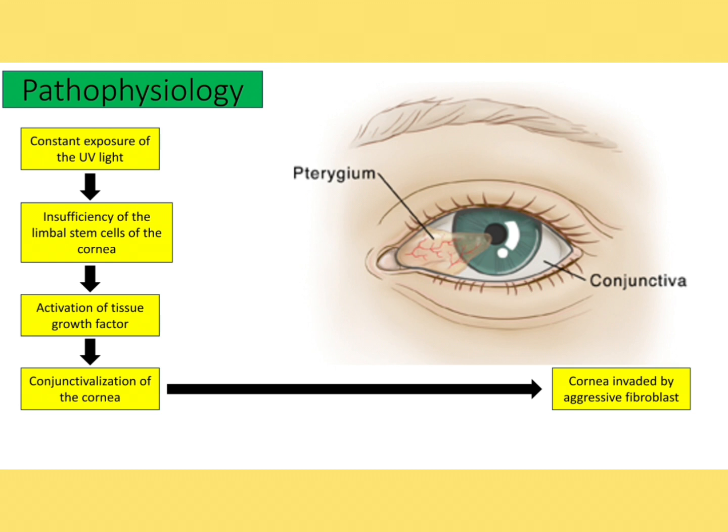So in those patients, there is damage to the limbal stem cells, and that leads to formation of growth factor, and ultimately this growth factor leads to conjunctivalization of the cornea. That means creeping of conjunctiva over the cornea in a triangular manner. So here the cornea is invaded by aggressive fibroblasts, and that leads to formation of pterygium, where you can see this is the pterygium formation. Okay, and here is the conjunctiva. So pterygium is mostly seen in the bulbar conjunctiva.